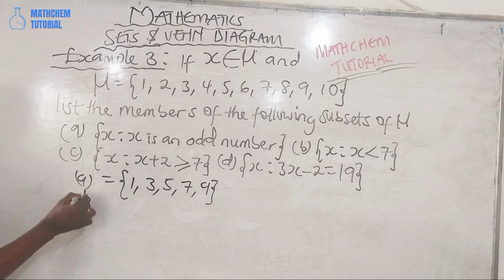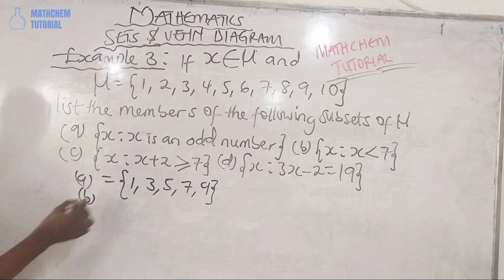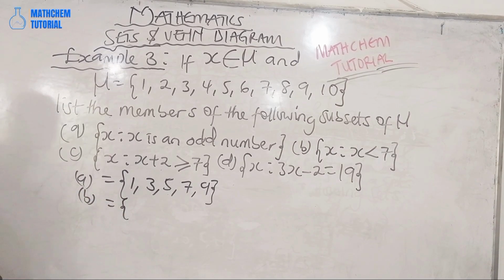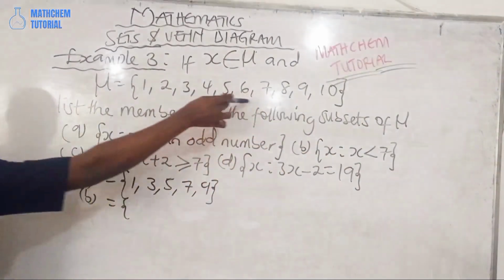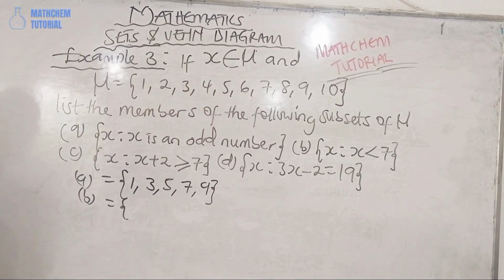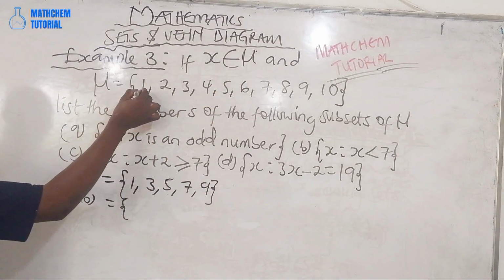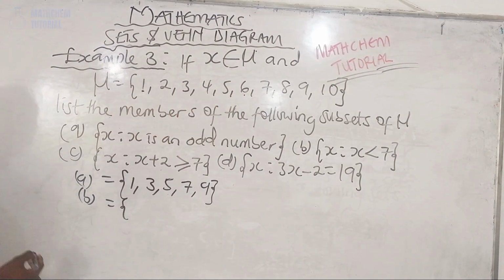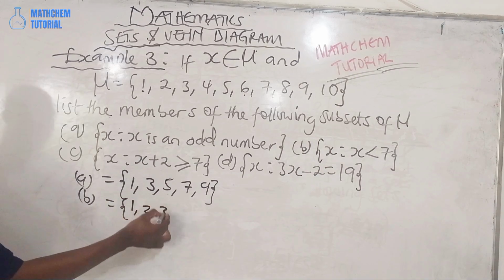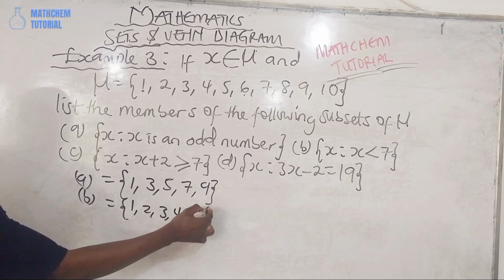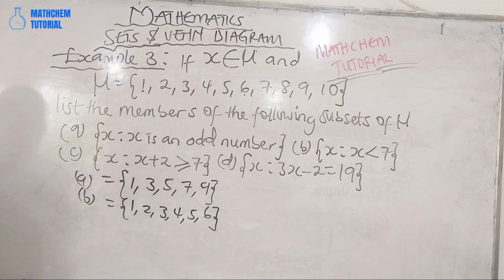And B says that I should list the members of X such that X is less than 7 from here. So from here now, what numbers are less than 7? That means I have it from 1 to 6, because 6 is less than 7. So that is going to be 1, 2, 3, 4, 5, 6. So these are the members.